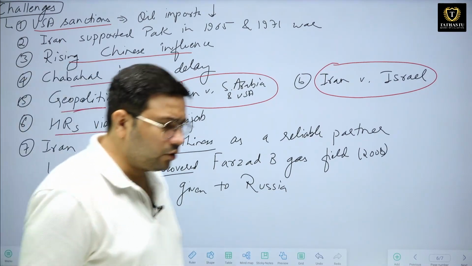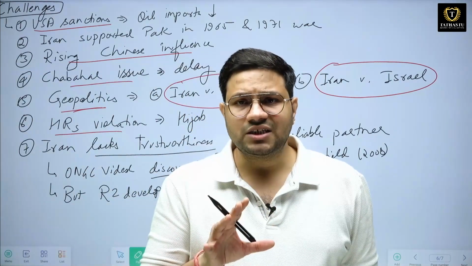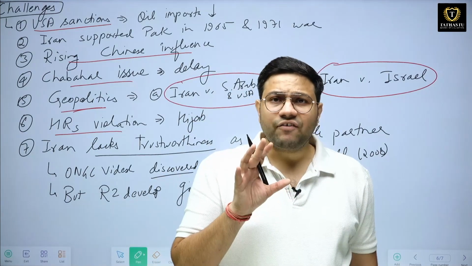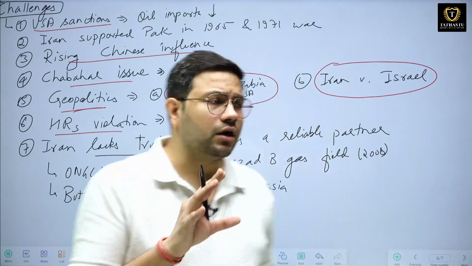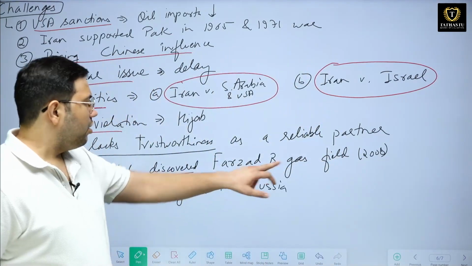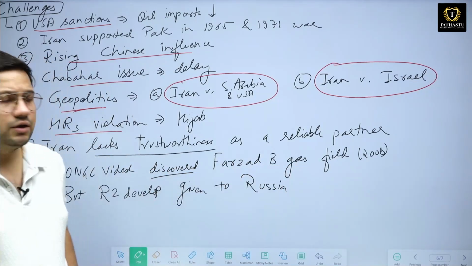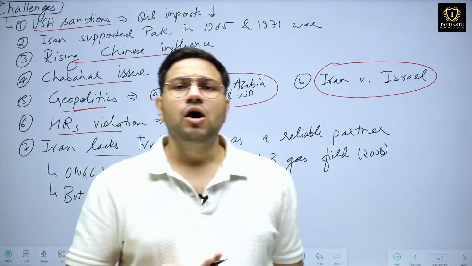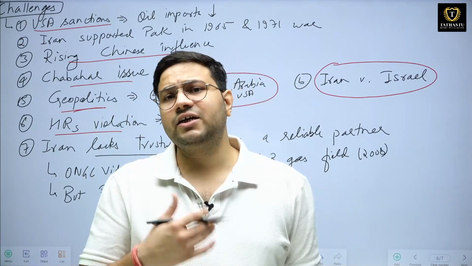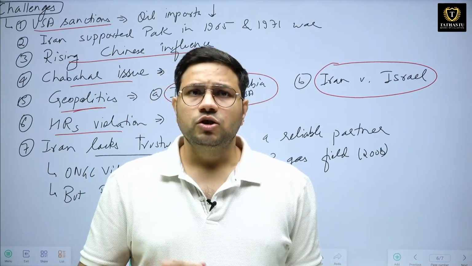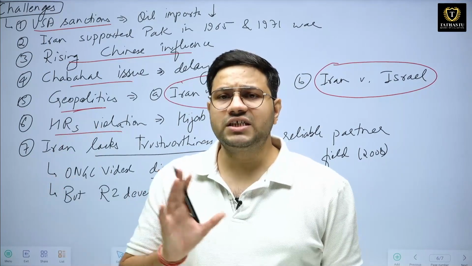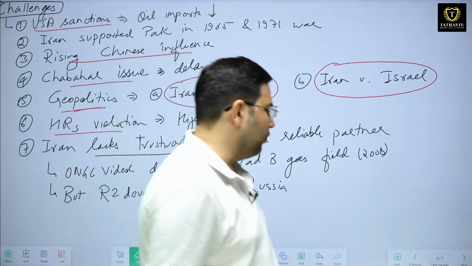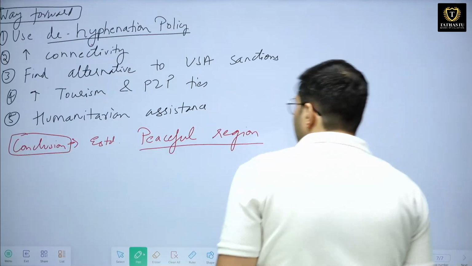Now, why this particular point? Because ONGC Videsh, which is an arm of ONGC India, found an oil field known as the Farzad B gas field in the year 2008. Okay? But unfortunately, the right to develop was not given to ONGC, rather it was given to Russia. So these happen to be the challenges in Iran and India relations. Now, what could be the way forward? What could be the way forward?